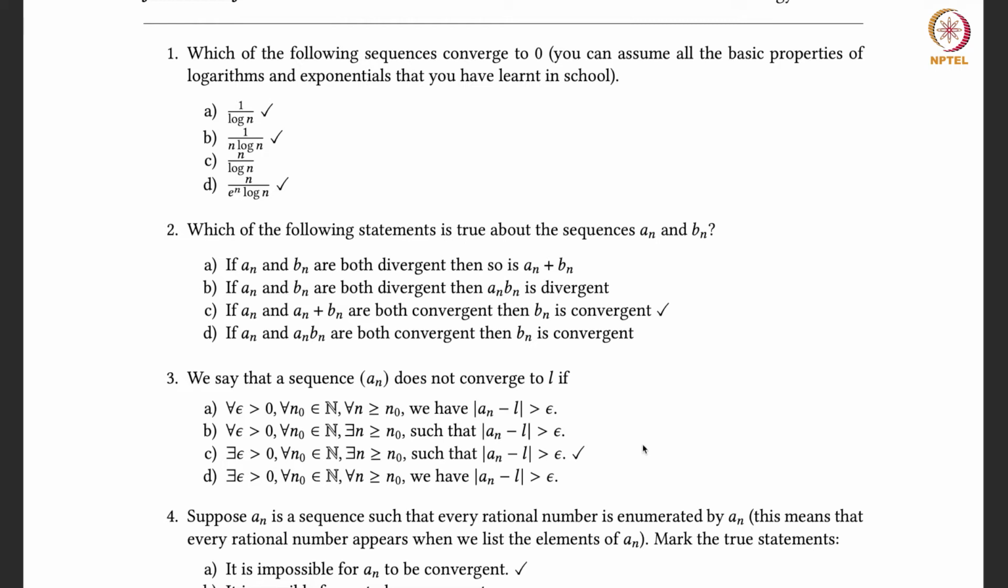to 0. Problem number 2. 1 by n log n. Well, problem number 2 actually does not require any knowledge of logarithms. Just from the fact that 1 by n goes to 0 and the fact that log n will be greater than 1 if n is greater than some number, you can show that 1 by n log n goes to 0. 3. n by log n.